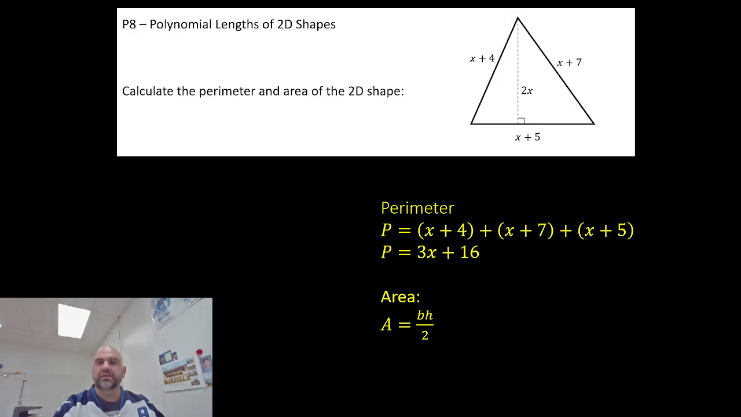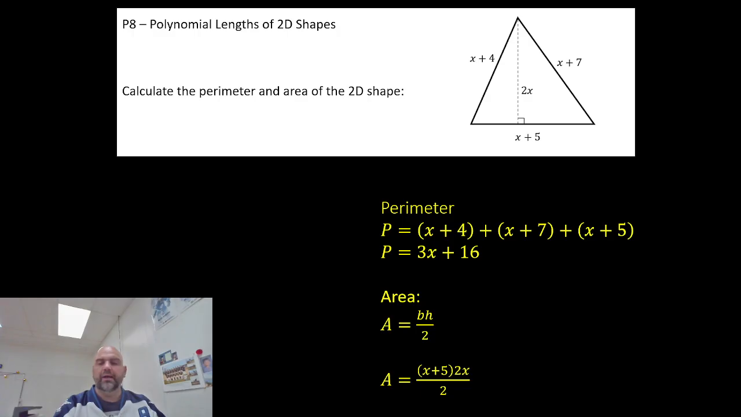So you'll notice here that the height is in a dashed line just to show that it's not a side, but it is the length from the apex to the base. It doesn't meet at the middle of the base, it just meets at a 90-degree angle. So we're going to plug those in, and we're going to have x plus 5 and 2x as the two values that we're multiplying together, and then we're going to divide that all by 2.